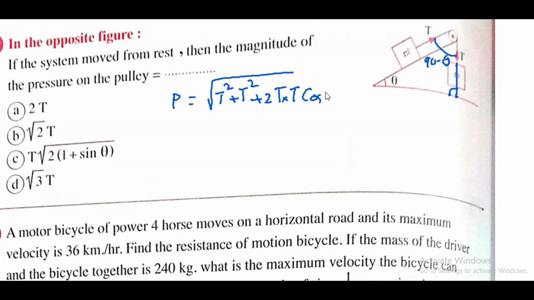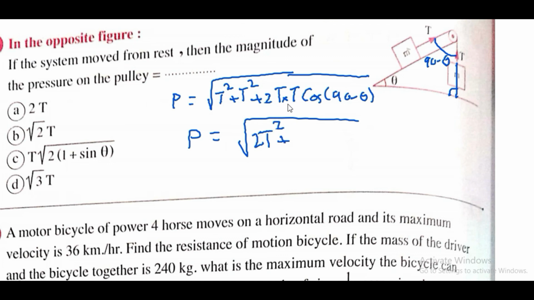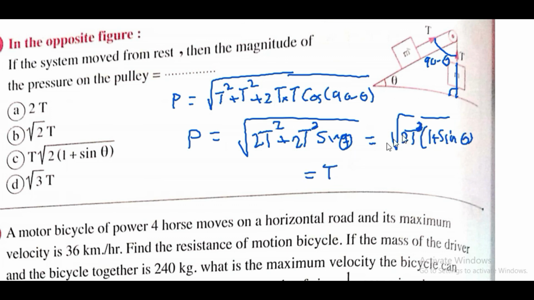P equals square root of T square plus T square plus 2 times T times T, which is 2T square. Cosine of 90 minus theta will be sine theta. So P equals square root, taking 2T square as common factor, the remainder is 1 plus sine theta, equals T square root of 2 multiplied by 1 plus sine theta. The answer is C.